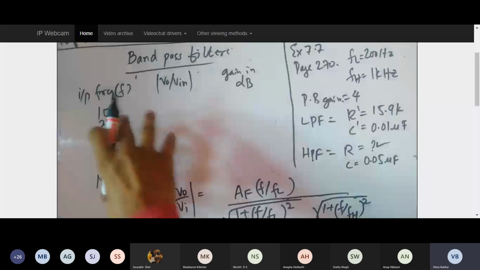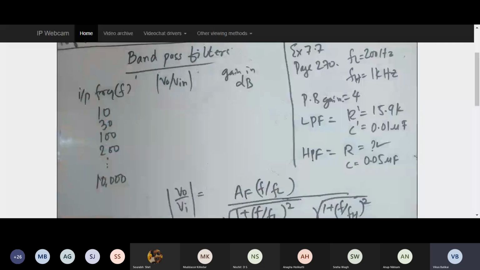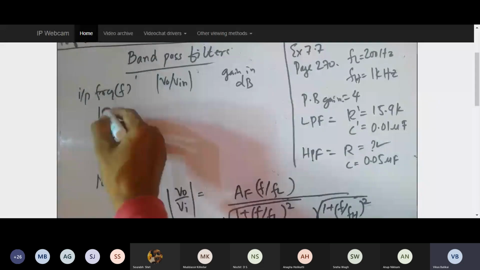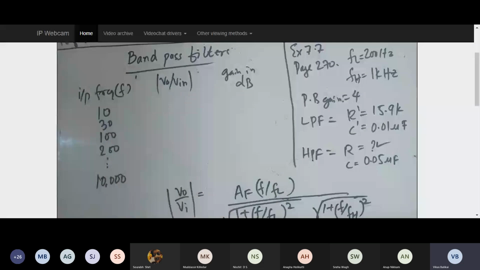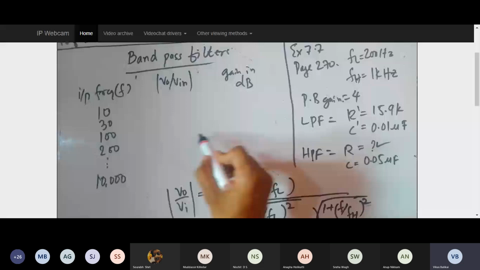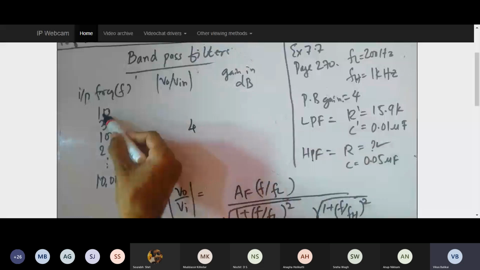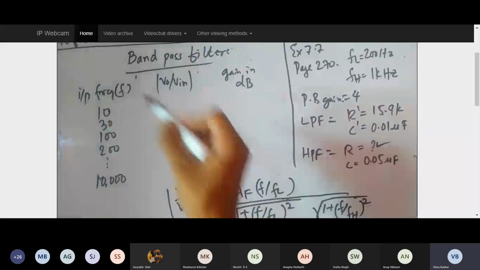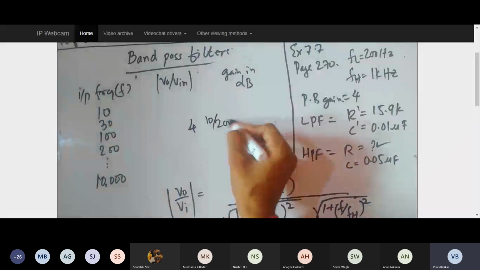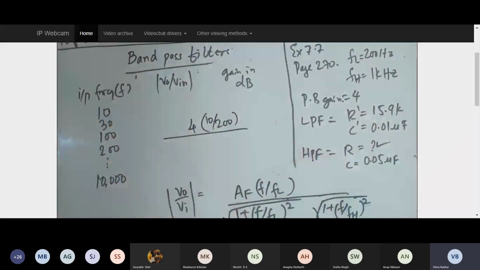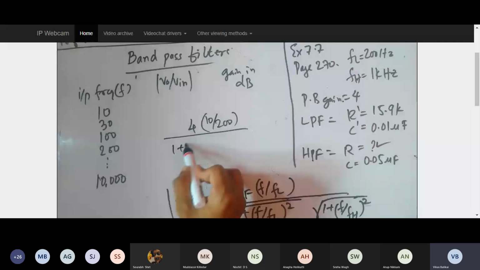I'll just do it for one frequency, for an input frequency of F equal to 10 hertz. So let's try to substitute over here. A of F, I'll try to do it over here. F by FL: F is my 10, FL is my 200, so 10 by 200. I need to calculate this. Then 1 plus F by FL. Again, F by FL is 10 by 200. So 1 plus 10 by 200.